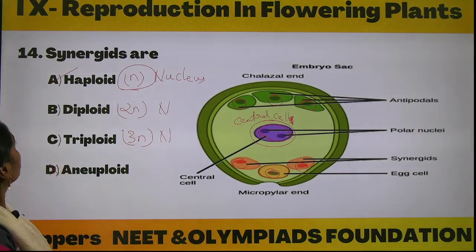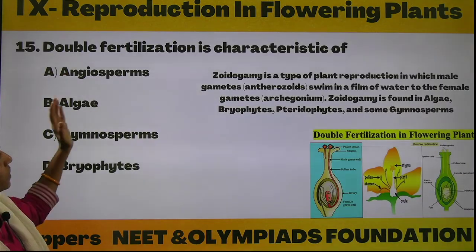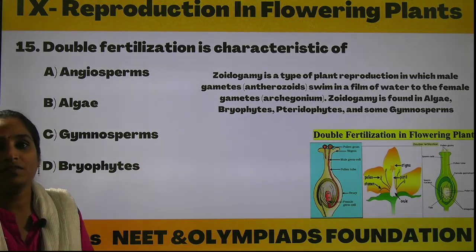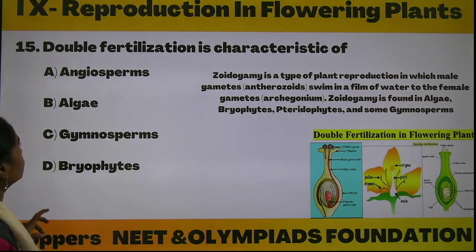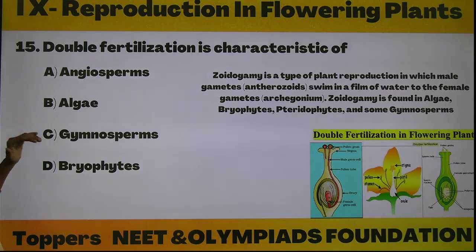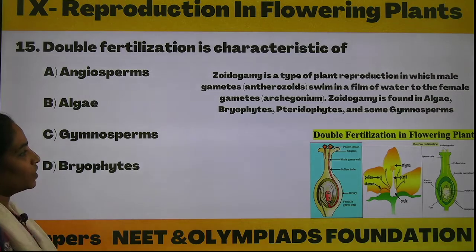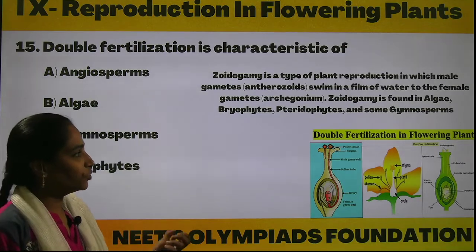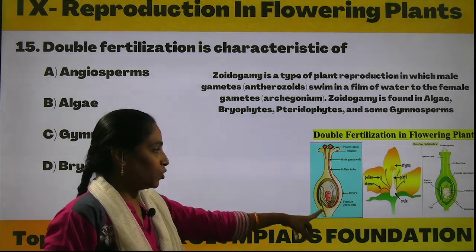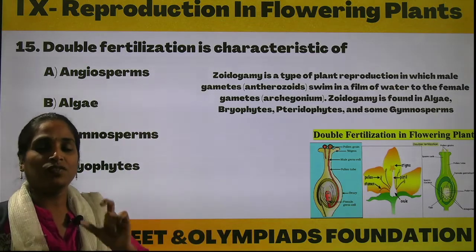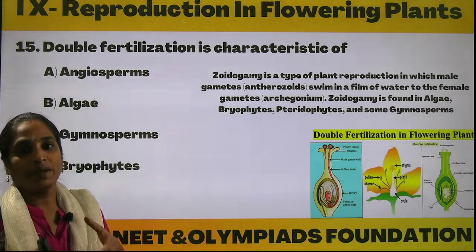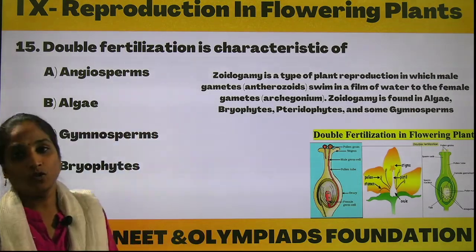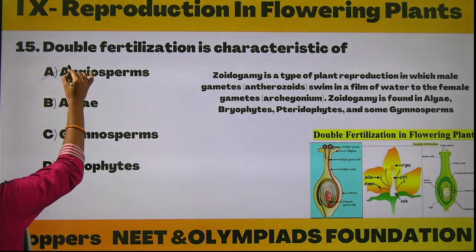Very easy question, right? And coming to the next question, double fertilization is characteristic of. Where can we observe double fertilization? In the angiosperms. So angiosperms, algae, gymnosperms or bryophytes. What are the angiosperms? Angiosperms are plants whose seeds are enclosed within the fruit. Within these, the micropylar region is the site where the male gametic tube releases into the female ovule.